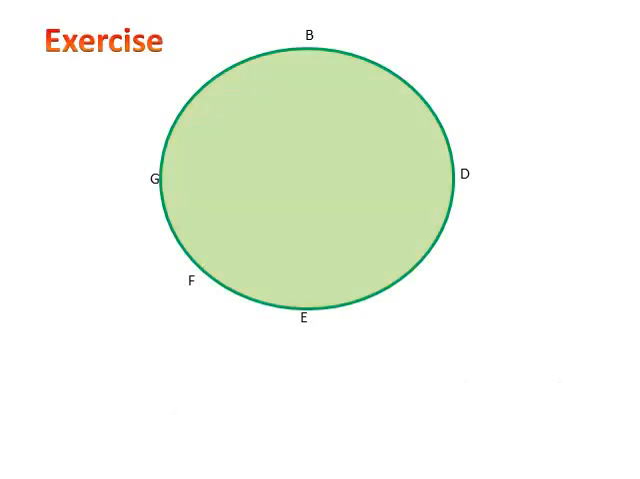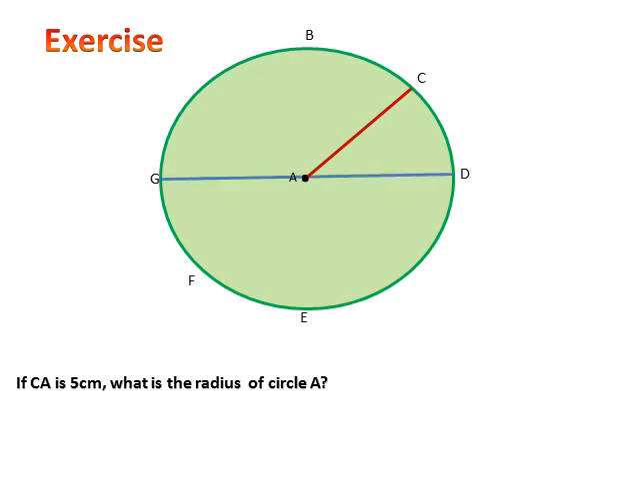All right, let's try some exercises. So this is circle A with some points along the circle. If CA or AC is 5 centimeters, what is the radius of circle A? As you can see from this figure, AC or CA is a radius. So if AC is given as 5, the radius of the circle is 5 cm.